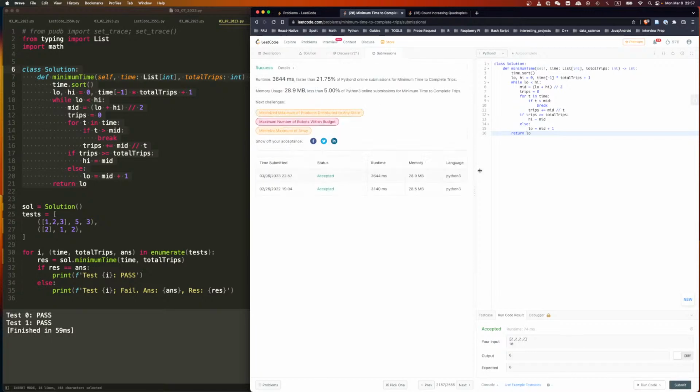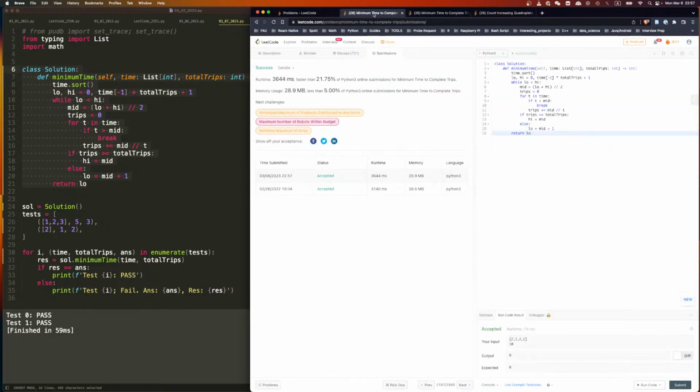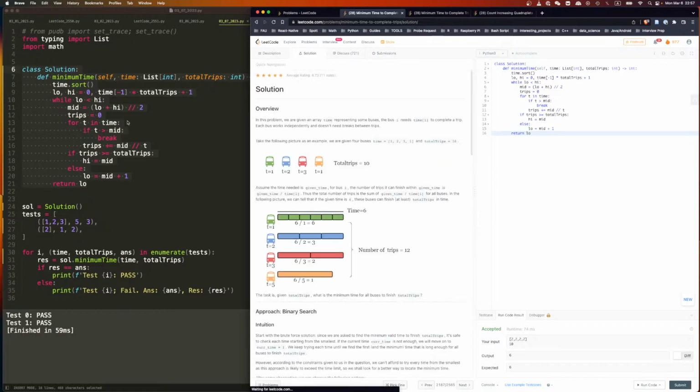Okay, so I bet the solution was the same. What was the previous solution? Sort the trips, and break larger. Yep, that's exactly the same. I thought it'd be faster doing it this way.